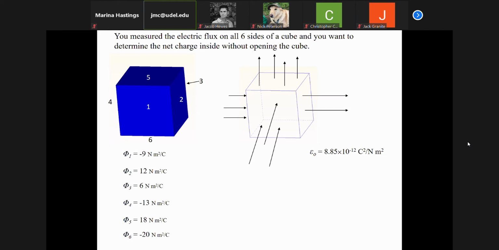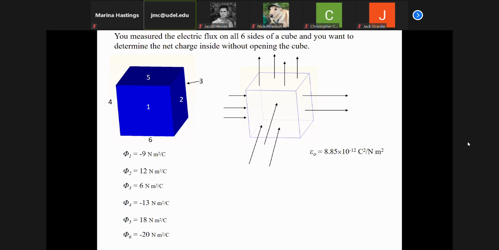And here I have a list of the data that you took. So phi 1, that's the flux that you measured on the face that's closest to you. In the case of flux 2, it's on the right-hand side. And flux 3 is on the back side, not visible to us. 4 here is actually not visible because of the way the cube is tilted. And 5 is on the top, and 6 is on the bottom. So how would you go about doing this?